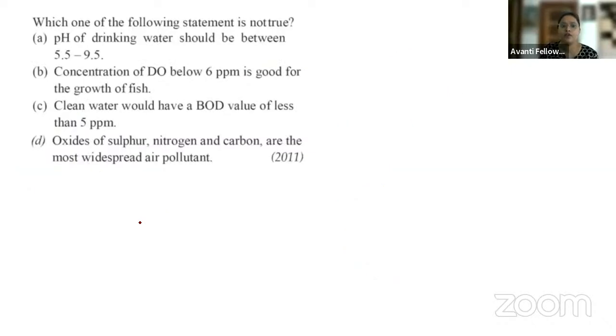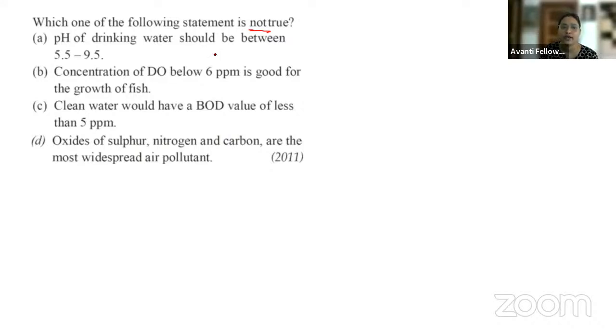Next, which one of the following statements is not true? Again, we have to find out which statement is not true. The pH of drinking water should be between 5.5 and 9.5. Concentration of DO below 6 ppm is good for the growth of fish. Clean water would have a BOD value of less than 5 ppm. And oxides of sulfur, nitrogen and carbon are the most widespread air pollutants.